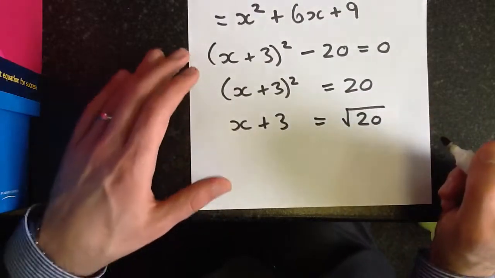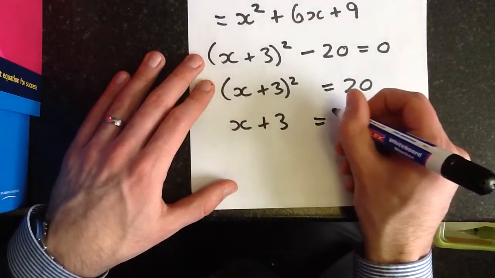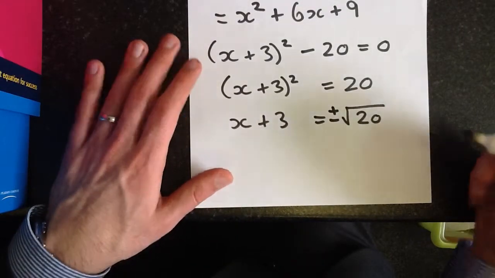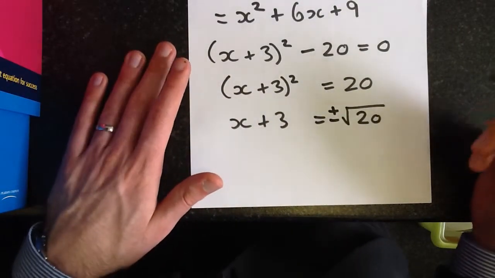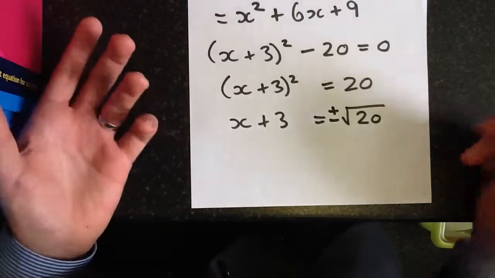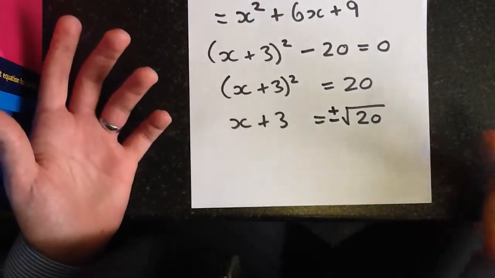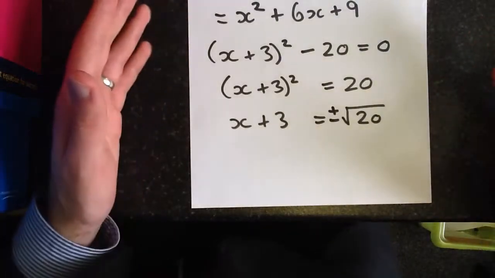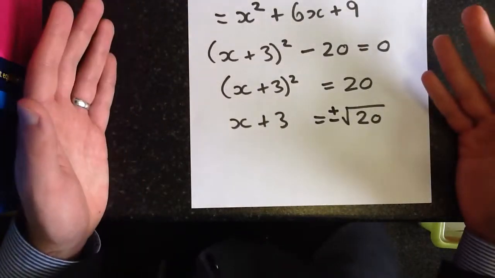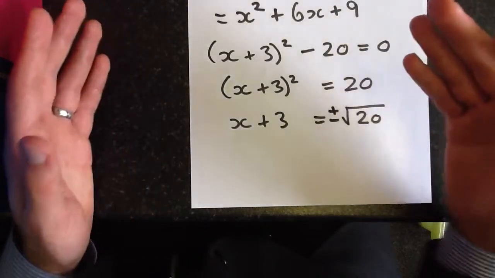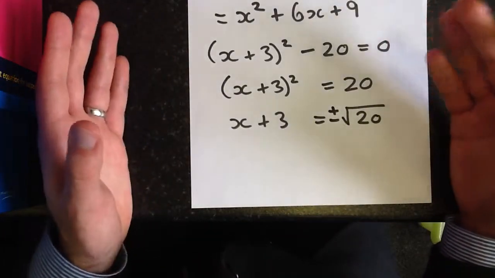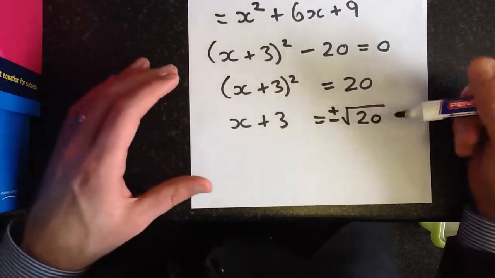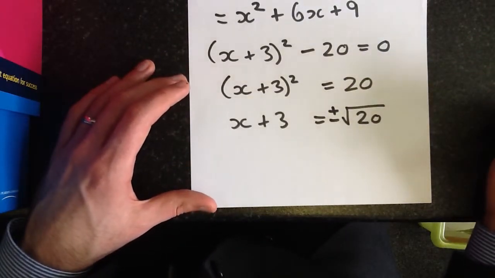This is the bit we have to be careful, because it's actually plus or minus the square root of 20. Think of it like this. The square root of 4 you'd often think of as 2, because 2 times 2 is 4. Well, the square root of 4 is also minus 2, because minus 2 times minus 2 is also 4. So in the same way, if we square root any number like this, we have to put plus or minus the square root of 20.